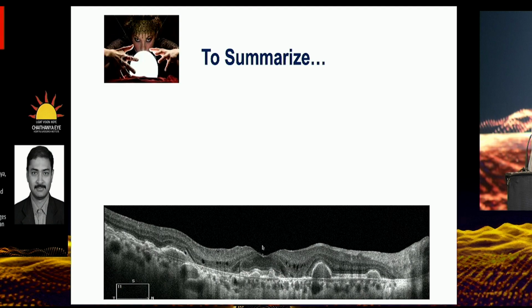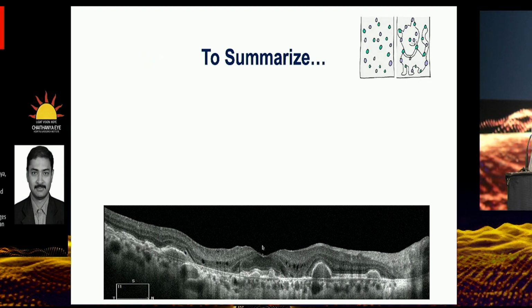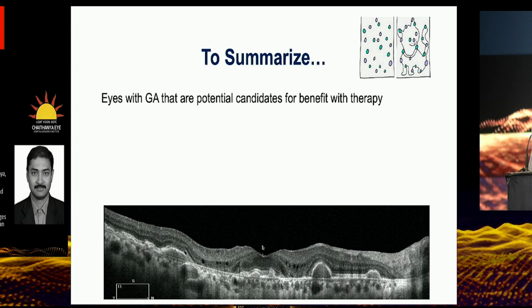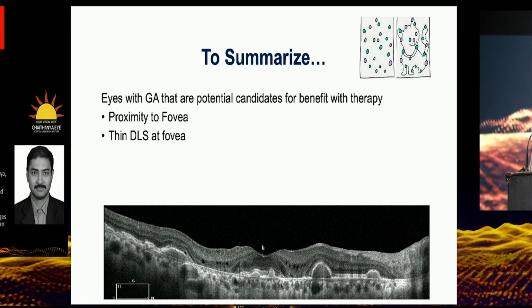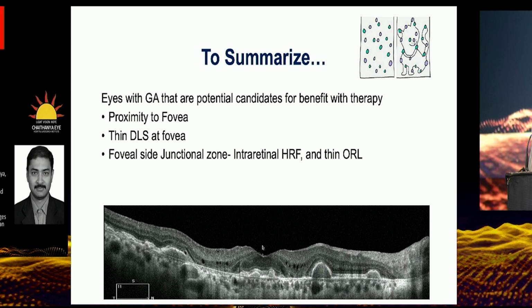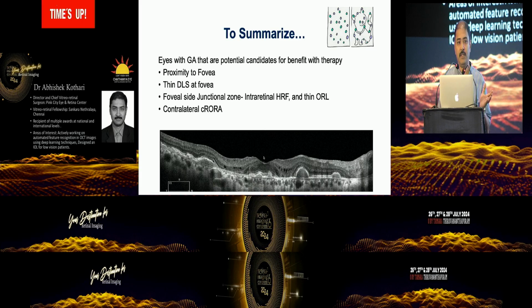So to summarize, eyes with GA that are potential candidates for benefit with therapy, once it is available to us, are: number one, proximity to the fovea, a thin DLS at the fovea, presence of intraretinal high reflective foci and a thin ORL in the junctional zone, and a contralateral geographic atrophy involving the fovea. These are the most important take-home messages. If you have this, then this candidate has to be informed that, once the therapy is available in India especially, we are going to offer you this. And of course, specific AF pattern can also give you a hint of progression.